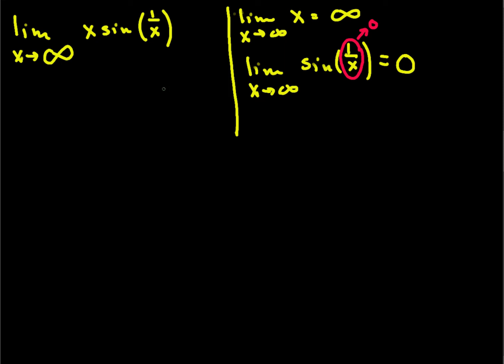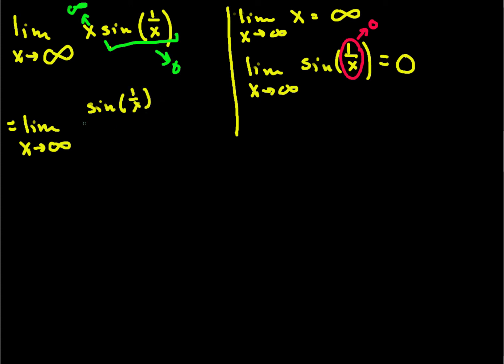So this is an indeterminate form, right? This part here is going to 0, whereas the coefficient x is going to infinity. This is an infinite number times an infinitesimal number. That's an indeterminate form, but we can rewrite it, just like we did in the last example, as the limit as x goes to infinity of sine of 1 over x divided by x to the negative 1.